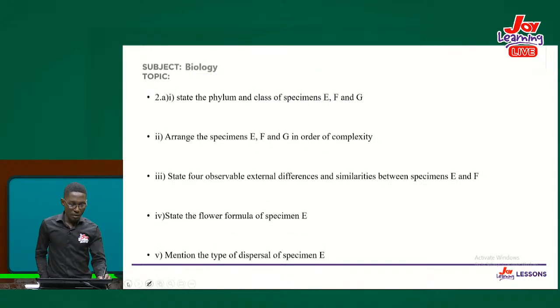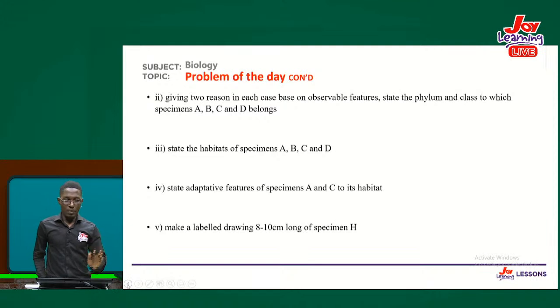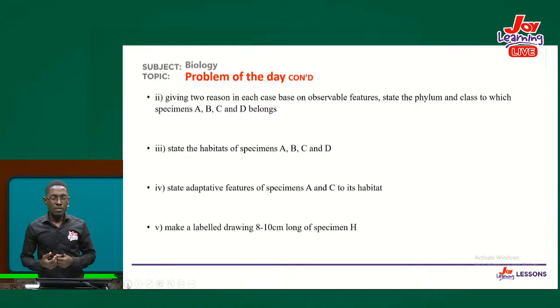Now state adaptive features of each to the habitat. A was grasshopper. How do they live in their habitat? If they are green, maybe their green colour blends with the environment. Antennae for sensing vibration or changes in the environment. Then probably wings for flying, legs for walking, anything that you can easily identify. Then make a labelled drawing of those.